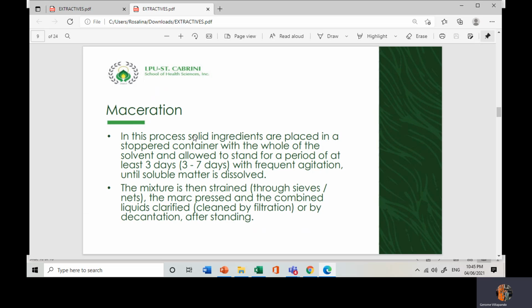Maceration. In this process, the solid ingredients are placed in a stoppered container with the whole of the solvent and allowed to stand for at least 3 days, or 3 to 7 days, with frequent agitation until soluble matter is dissolved. Maceration is the common one when performing extraction in our laboratory. You soak it 3 to 5 days before the actual experimentation. The mixture is then strained through sieves or nets or cloths. The marc is pressed and the combined liquids clarified by filtration or by decantation after standing.